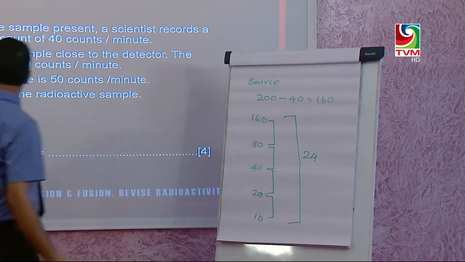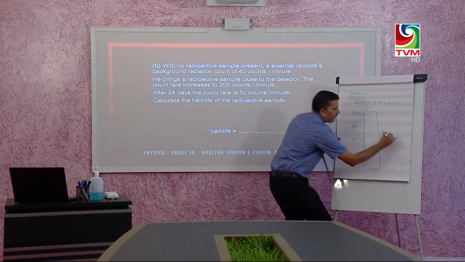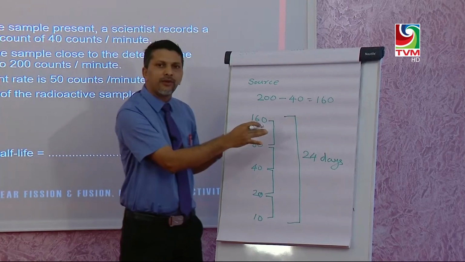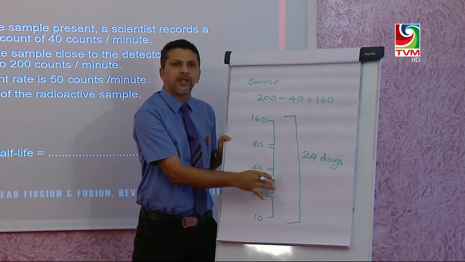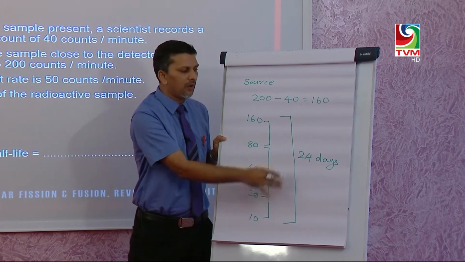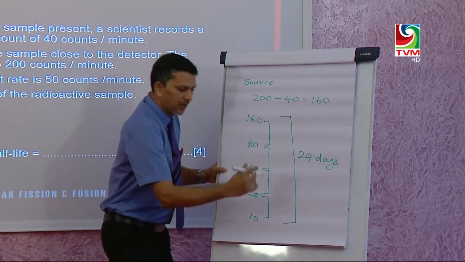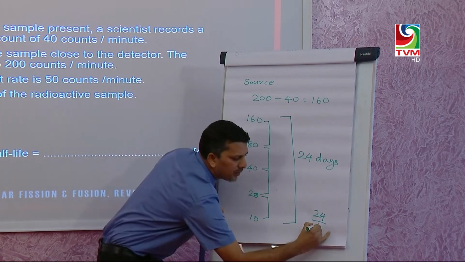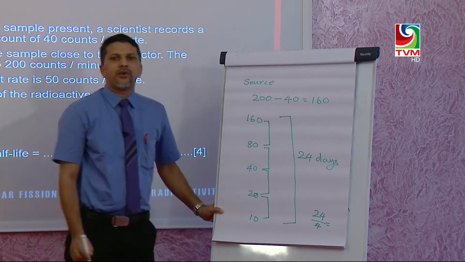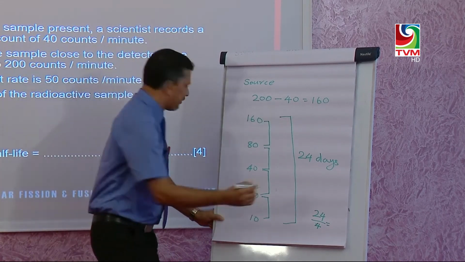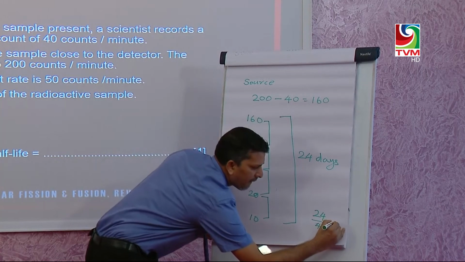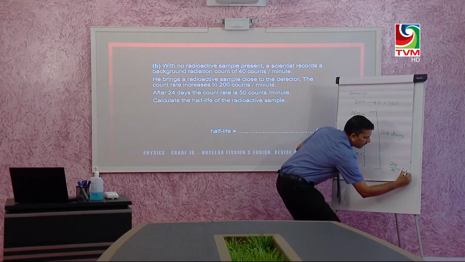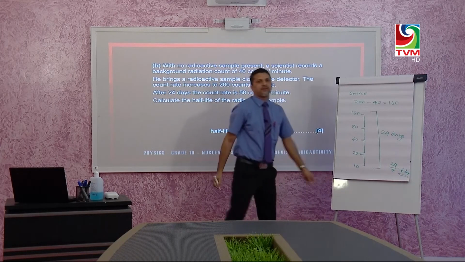So the total time taken for this is 24 days. How many half-lives? 1, 2, 3, 4. So one half-life is 24 divided by 4 half-lives, which is 6. 6 days is the answer.